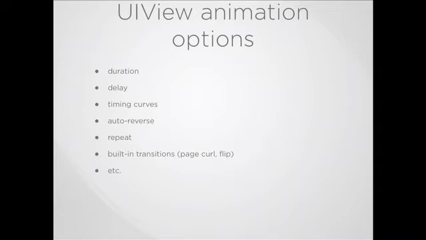UIKit even gives you a couple of built-in transitions for free. So you can do things like a page curl, or you can flip a card over to see what's on the back of that card. And so these are built-in system things you can access. And there's a couple other minor options as well.